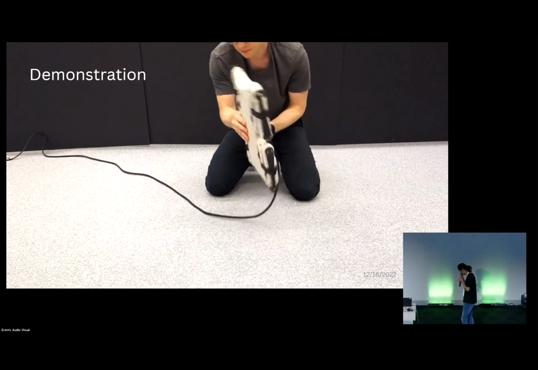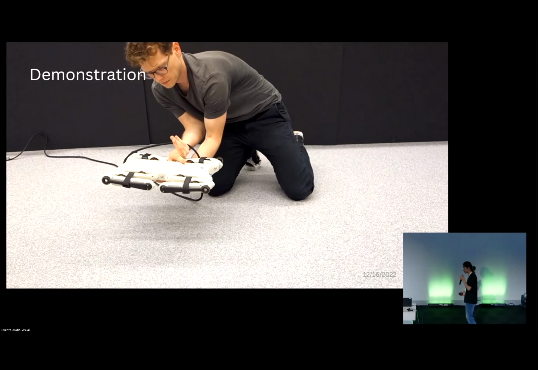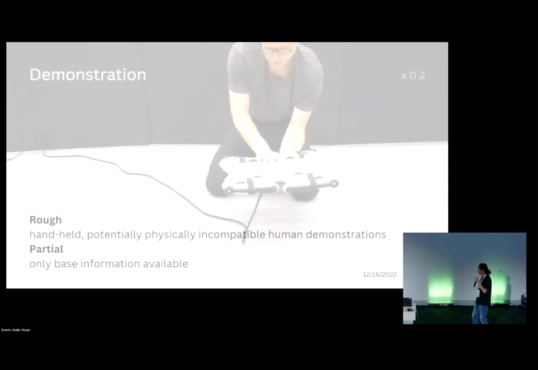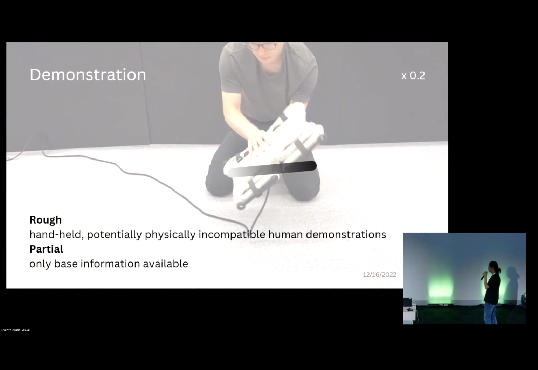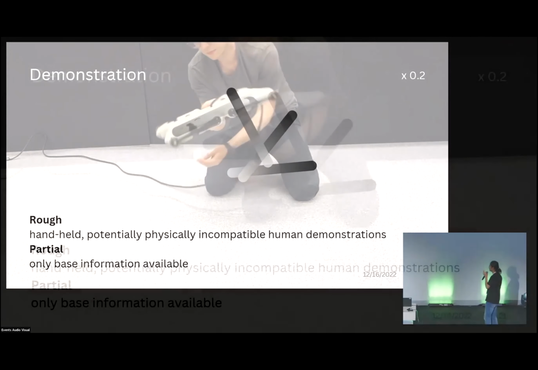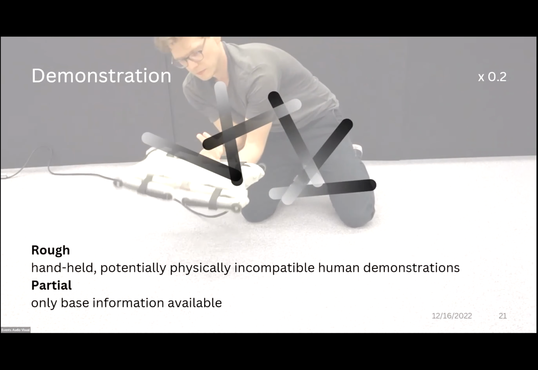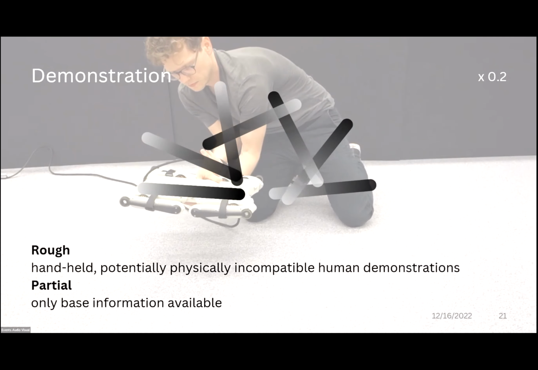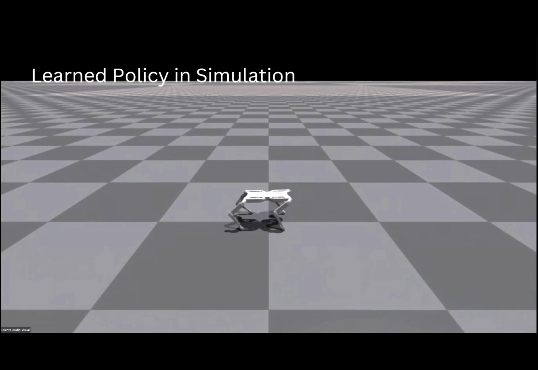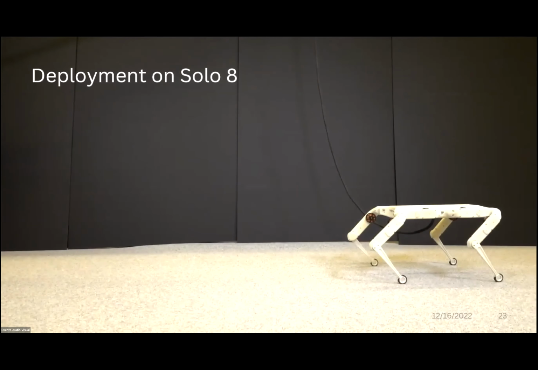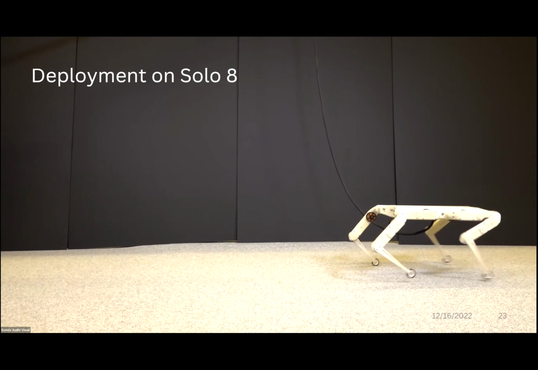And this is how we do the demonstration, and it's as easy as this. We did 20 demonstrations for each motion. We have several tasks, and again, we use only rough and partial demonstrations. We train our policy in Isaac Gym, and the learning of the desired backflip motion took only, I think, less than 2 hours. And for easier tasks, it's even less. And we deploy it back on the Solo 8 robot.